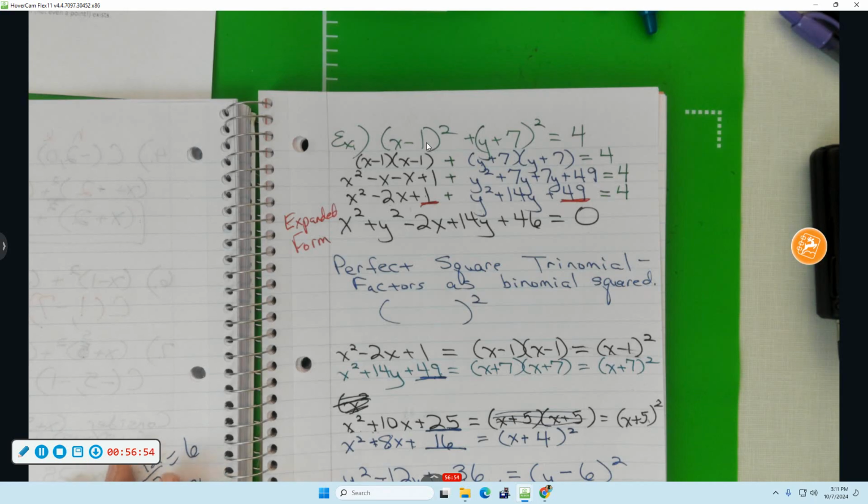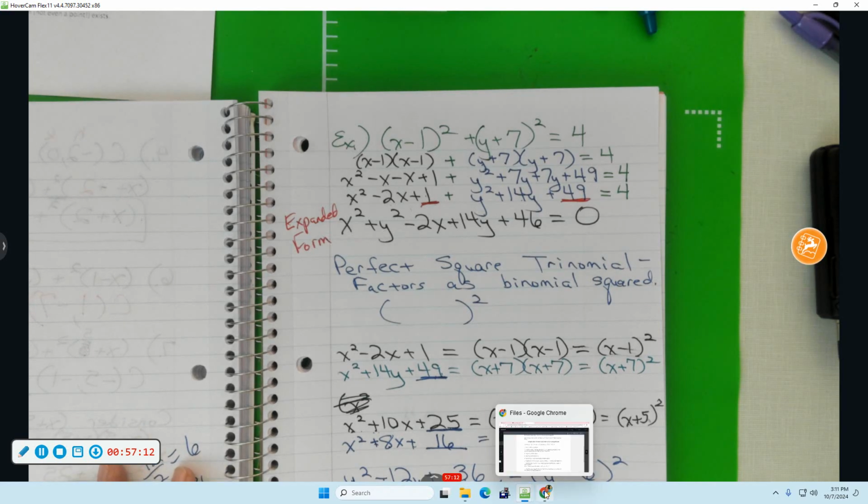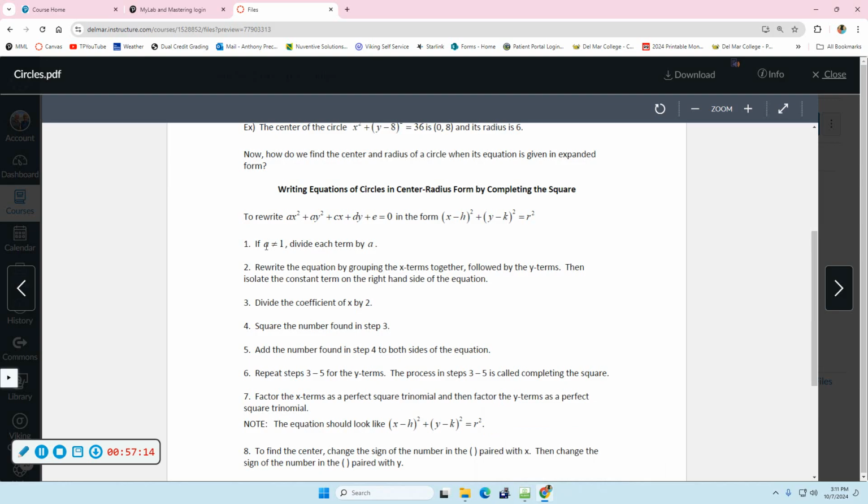If you FOIL out x minus 1 times x minus 1, you're going to get an x squared. You're not going to get something like a 3x squared. It's just variable times itself. So the point is that x squared and y squared's coefficients should be 1s. If they're not, if a doesn't equal 1, a is the coefficient of x squared and y squared, divide each term by a.